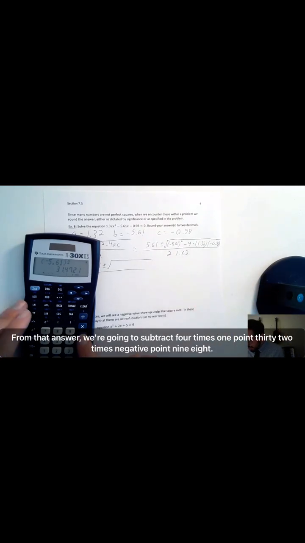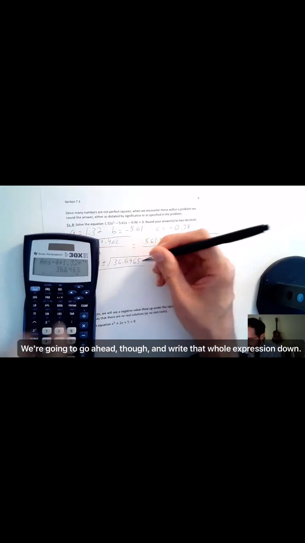What do we do with this thing? From that answer, we're going to subtract 4 times 1.32 times negative 0.98. And the answer is going to work out to be something that's not necessarily the nicest number. We're going to go ahead, though, and write that whole expression down. Better yet, we're going to use our calculator to preserve that answer and directly reference that answer when it comes to doing the computation. Because remember, we want to avoid rounding at intermediate steps, because doing so can cause the resulting answer we get at the very end to end up being inaccurate.